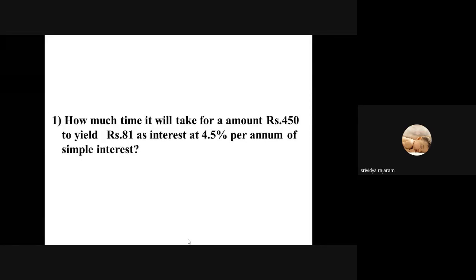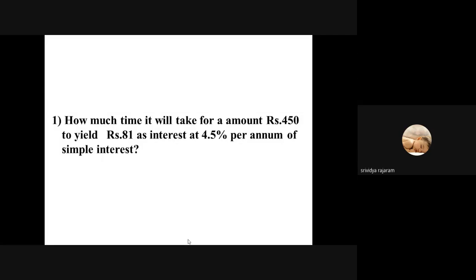Some may assume that this 81 is nothing but the value of A. But read the question properly: how much time will it take for an amount of rupees 450 to yield rupees 81 as interest. So this rupees 81 is not the value of A, but it is actually the value of simple interest. SI value is given as rupees 81. Or you may also cross check what I told, the value of A should always be greater than the principal amount, right? Here the principal amount is 450, but 81 is less than 450, so this 81 definitely cannot be the value of A. So this is the value of SI.